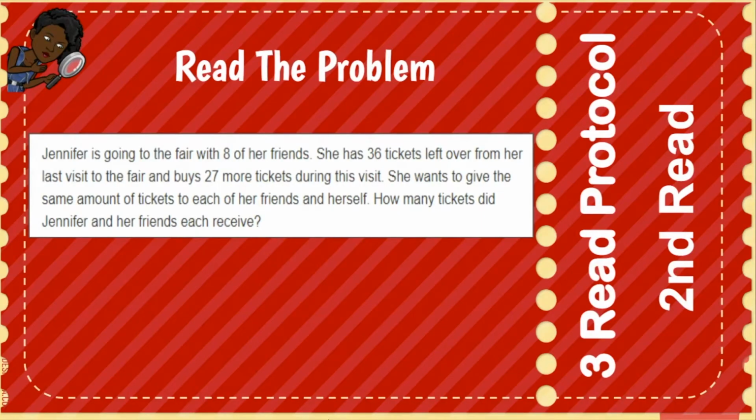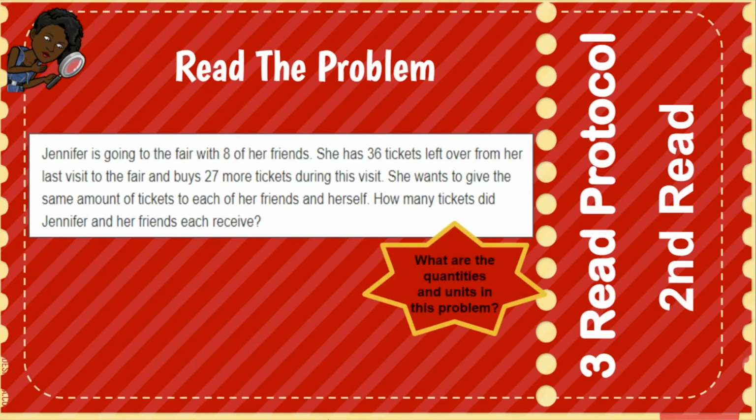For the second read, I would like for you to read the problem along with me. Jennifer is going to the fair with 8 of her friends. She has 36 tickets left over from her last visit to the fair and buys 27 more tickets during this visit. She wants to give the same amount of tickets to each of her friends and herself. How many tickets did Jennifer and her friends each receive?